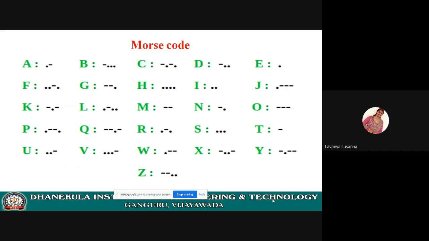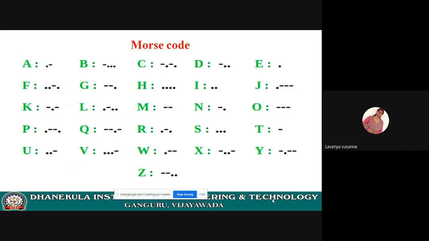See here, this Morse code example was asked in your previous paper. You have to remember all these representations, A to Z, 0 to 9. You have to understand and learn this Morse code. In the previous examination they asked this, so you need to remember all these dots and dashes.